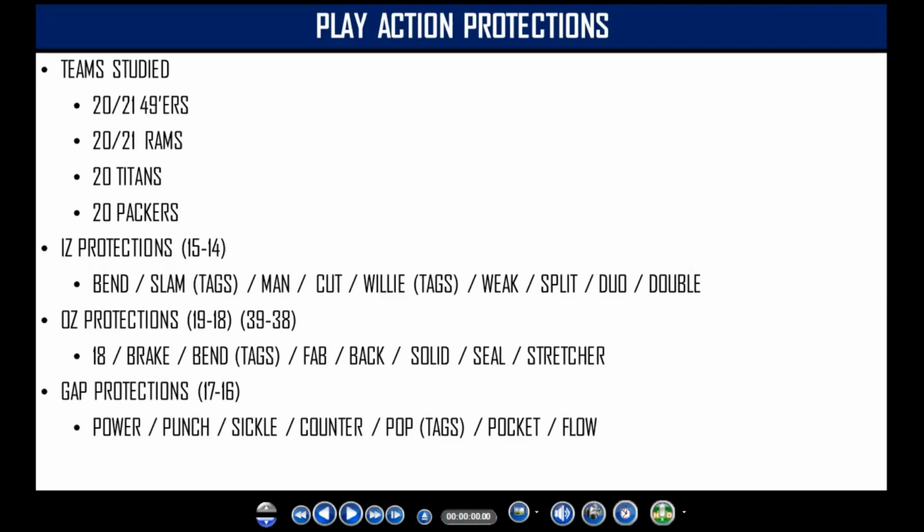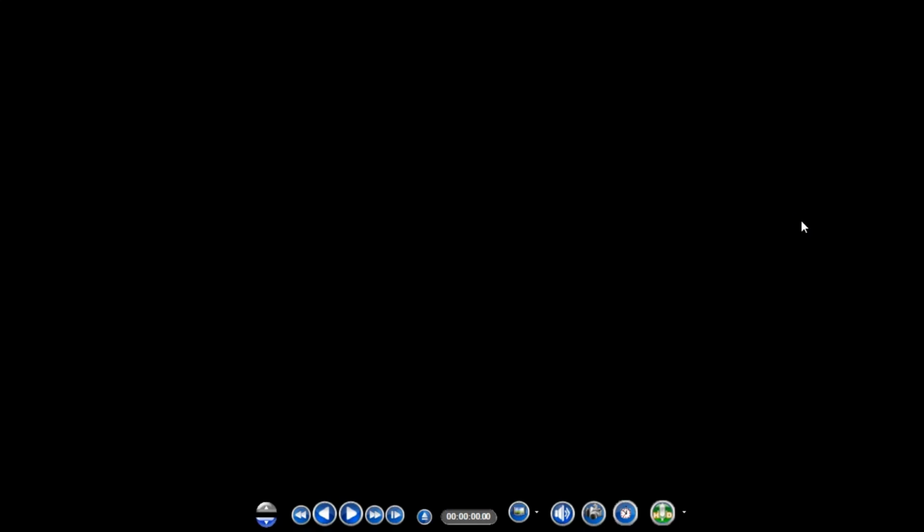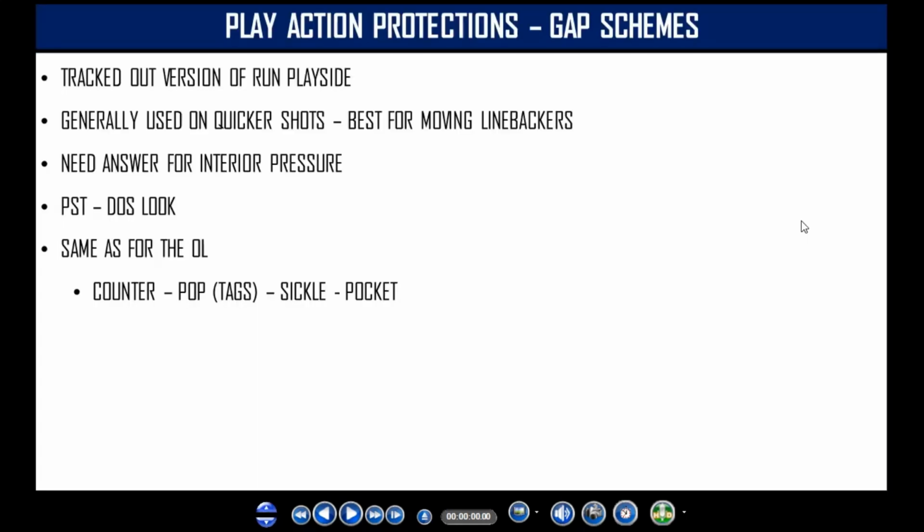The way gaps are named, 17 is going to the left. So 17 power, 17 counter, 17 GT, whatever it is going left, 16 going to the right. You can see the list of gap protections there at the bottom that we're about to go over. Just some overall principles of gap scheme protections is that these are truly tracked out play side.